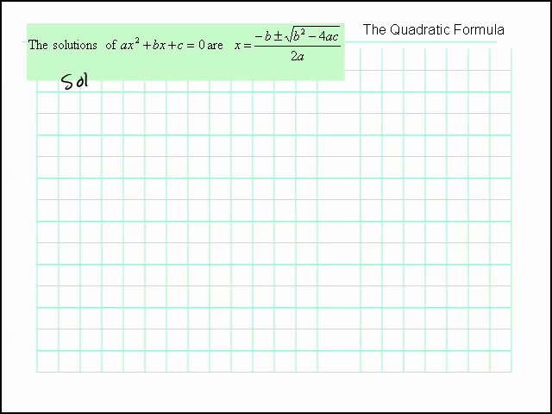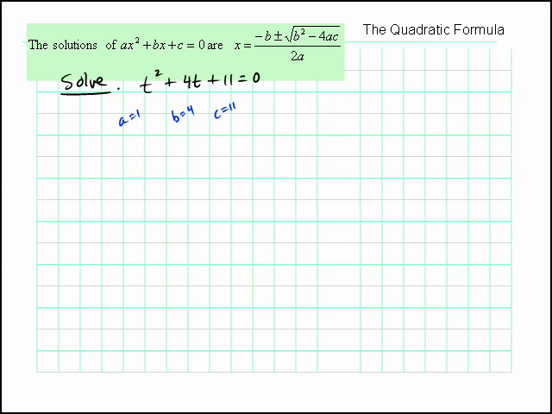Solve t squared plus 4t plus 11 equals 0. Everything is in standard form here. The equation is set equal to 0. A equals 1, B equals 4, and C equals 11.